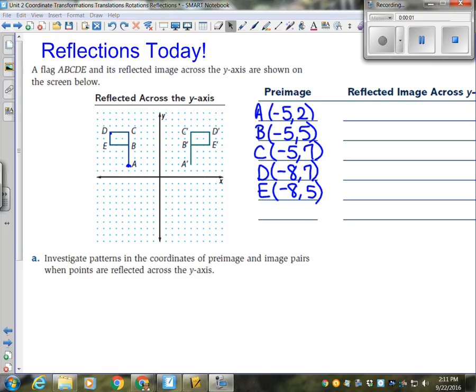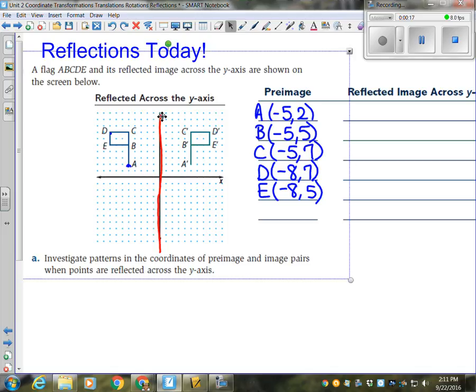Okay, today's lesson is on reflections. And we're going to begin by talking about reflecting things across the y-axis. So if you could, imagine that you were taking your paper and folding it right at the y-axis, and everything that's on the left side needs to be duplicated or will have a mirror image on the right side.